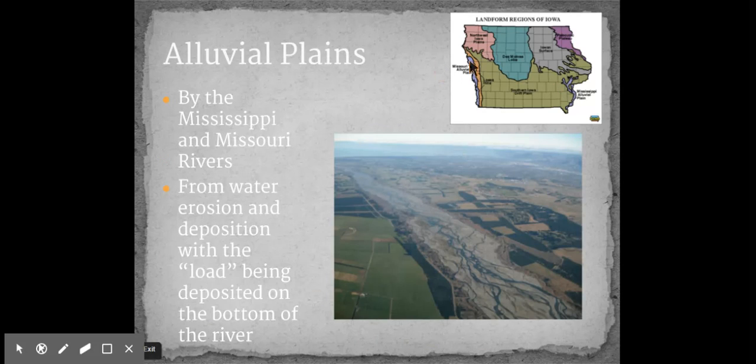The alluvial plains, these blue sections along the outside, are created from the Mississippi and Missouri rivers, Mississippi on the east, Missouri River on the west. This is from water erosion and deposition, with the sediment being deposited at the bottom of the river and along the sides.